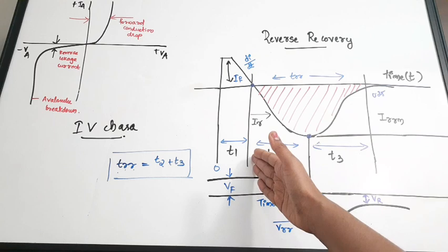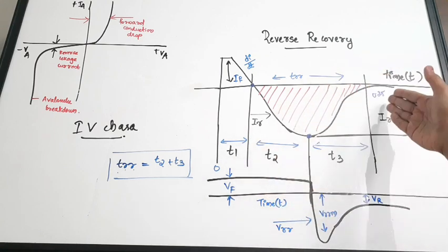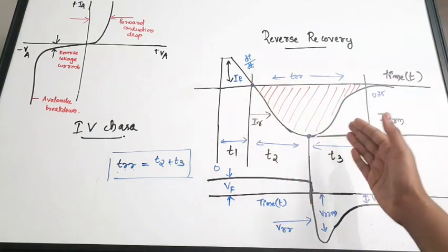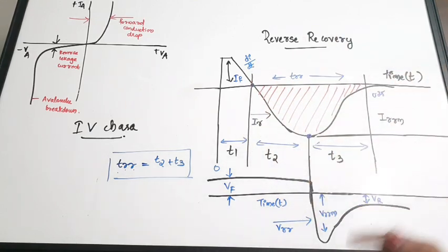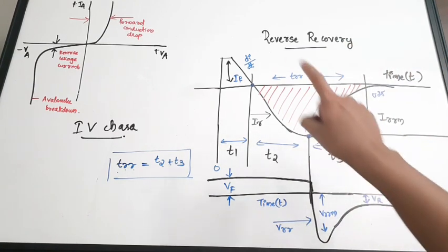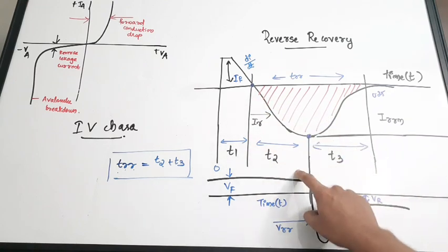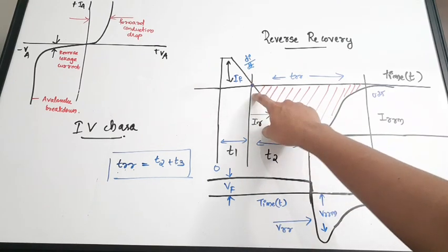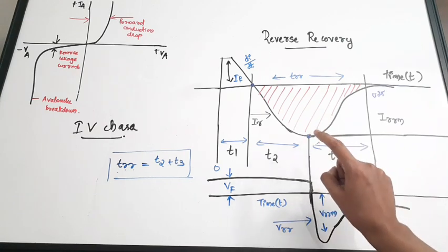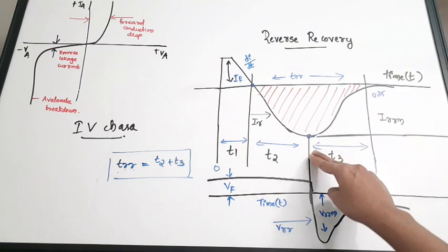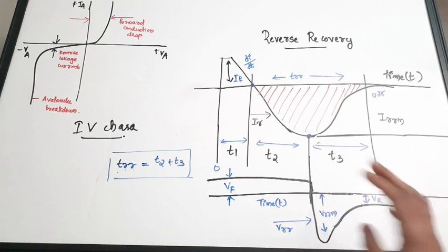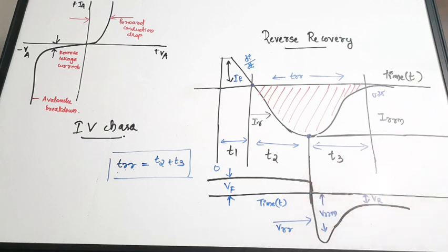This time period is between the current changing from 0 to again a value close to 0. In between this time the current value is negative, and this time is called the reverse recovery time. The reverse recovery time TRR is a sum of T2 plus T3, where T2 is the time period when the current is dropping from 0 to a peak negative value, and T3 is the time period when the current is decaying from a peak negative value to 0.25 of the peak negative value. This time period T2 plus T3 is called reverse recovery time.